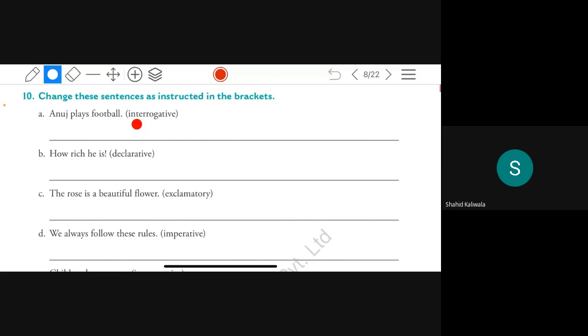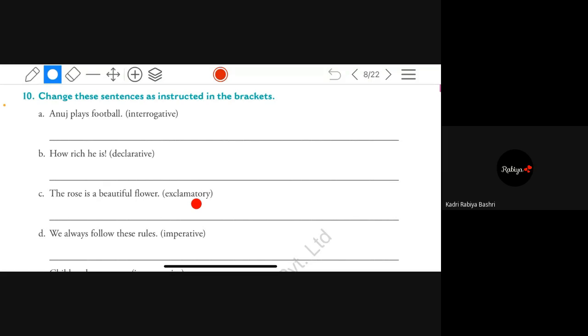How rich he is. Declarative. He is rich. If you write he is very rich, then also it will be correct. The rose is a beautiful flower! Exclamatory. What a beautiful flower the rose is. Yes.